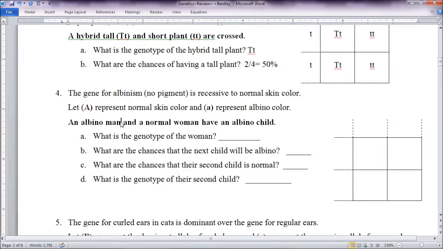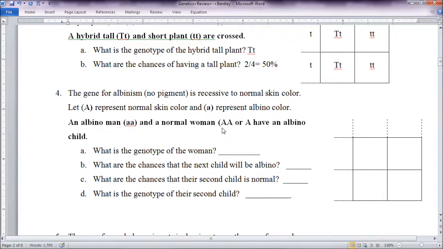So it says an albino man. So that will be two little a's necessary, because to be albino you would have to receive two recessive traits, because if you had a capital it would cover up the albinism. Hard word. A normal woman will have two possible genotypes. She could be capital A, capital A, or she could be capital A, lowercase a. And so they have an albino child, and that tells you something.